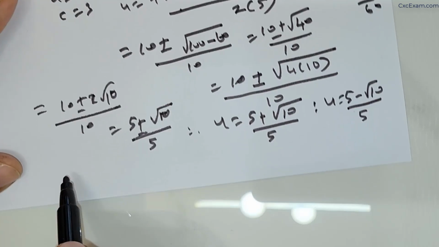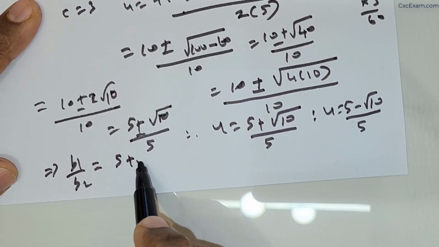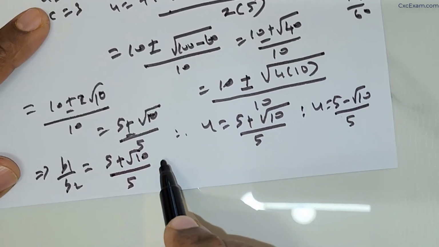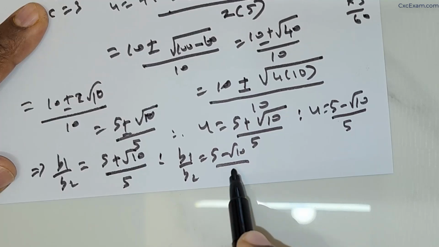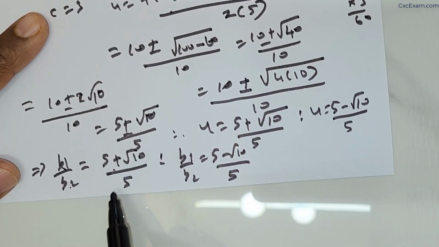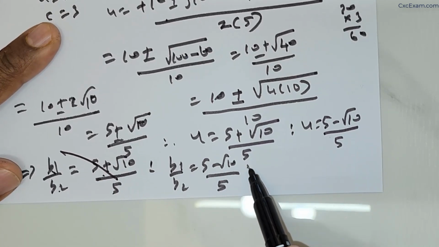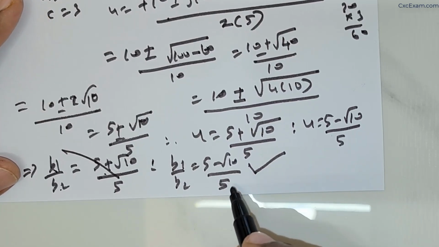But u is b1 over b2. So this means b1 over b2 is equal to 5 plus root 10 divided by 5, and b1 over b2 is equal to 5 minus root 10 divided by 5. Now we cannot take this because b1 is smaller than b2, right? But this indicates a different magnitude. Okay, so this has to be dropped. We will take b1 over b2 is 5 minus root 10 divided by 5.